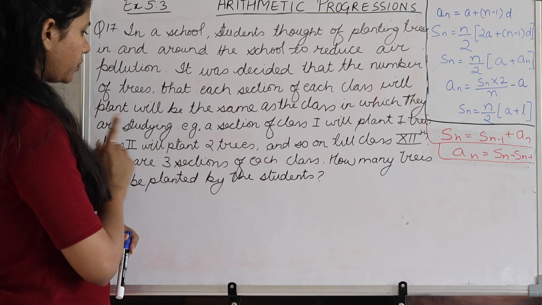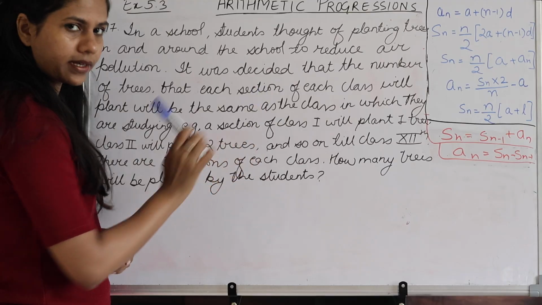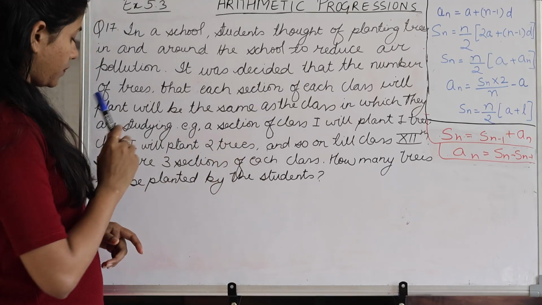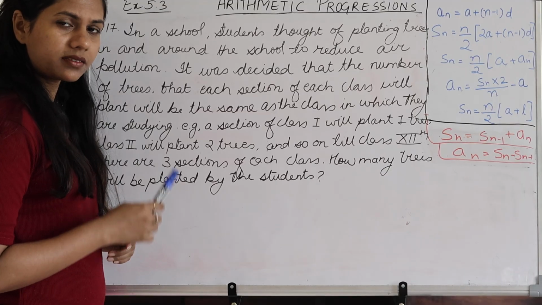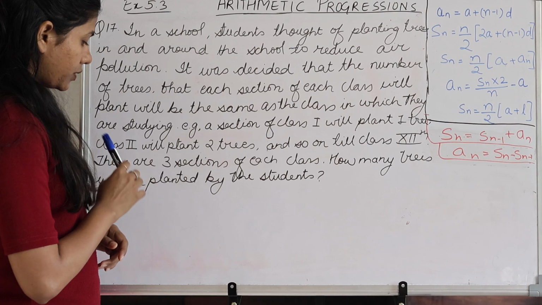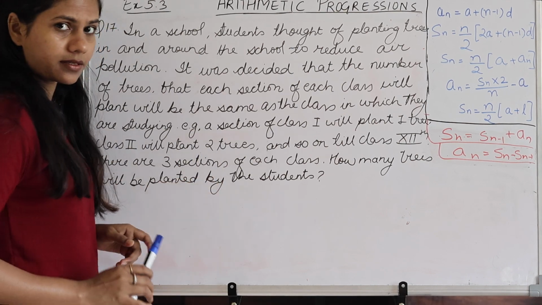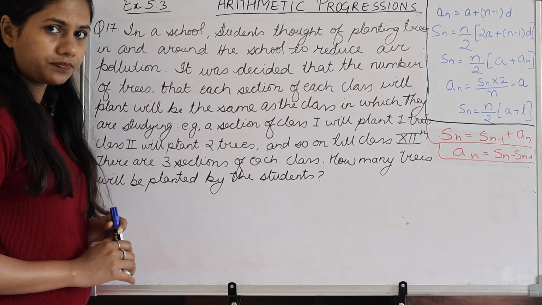For example, a section of class 1 will plant one tree. Class 2 will plant 2 trees and so on. Each section of class 3 will plant 3 trees. There are 3 sections of each class. How many trees will be planted by the students?